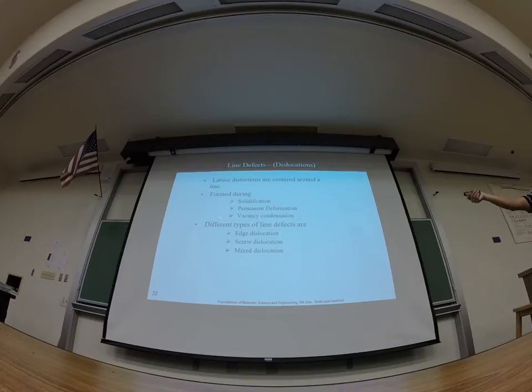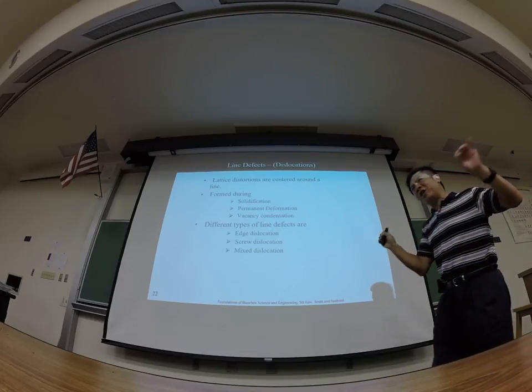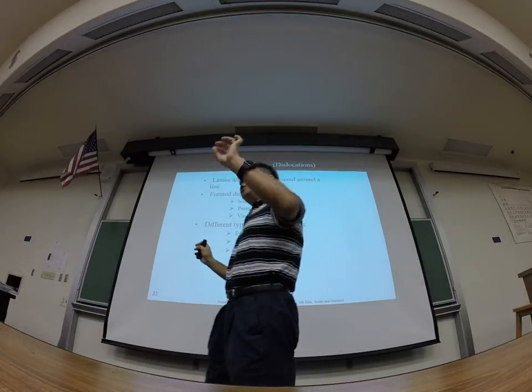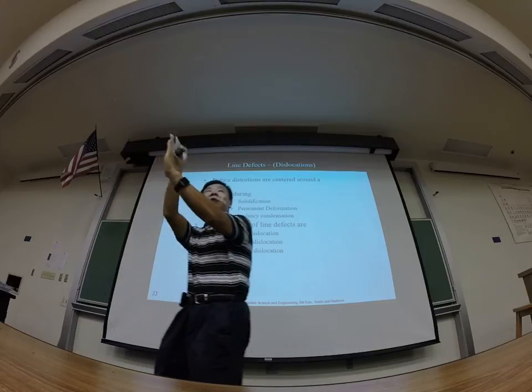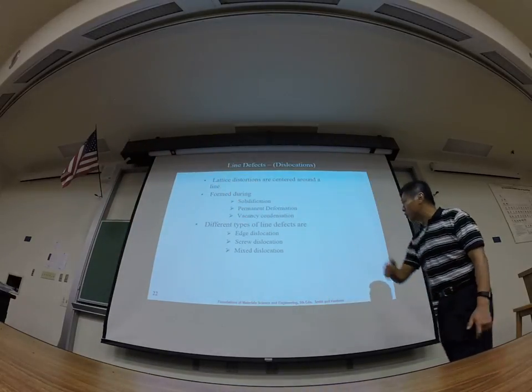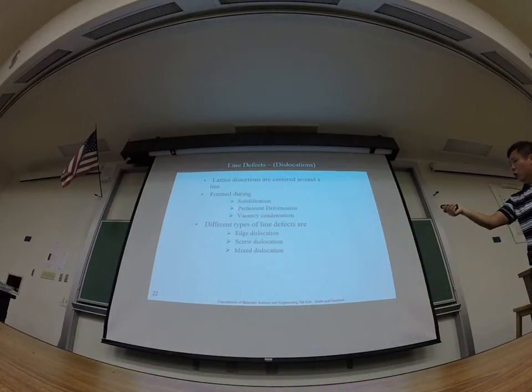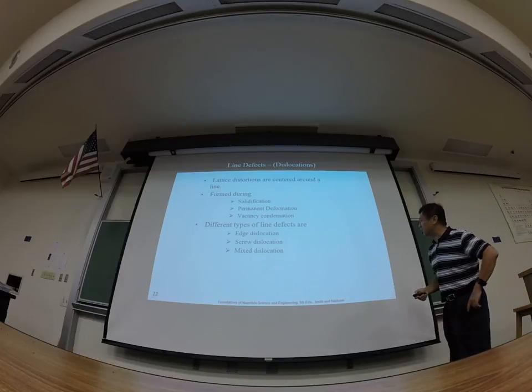And the vacancy, as I mentioned, if you have a significant amount of vacancy, they will diffuse. They were joining with each other. They could also form lines. The line defect could also be caused by the cluster of vacancies.